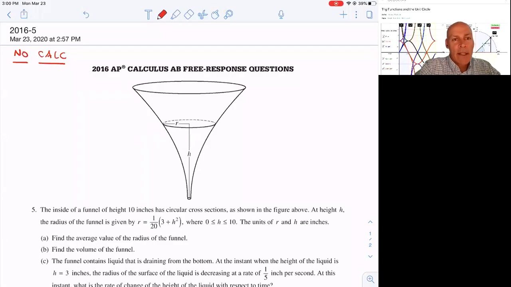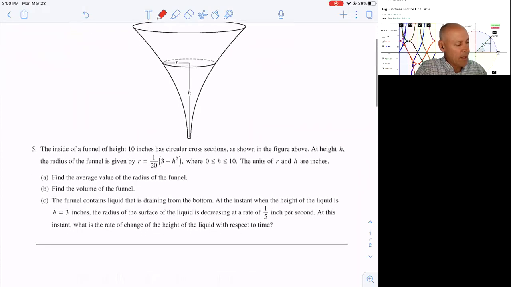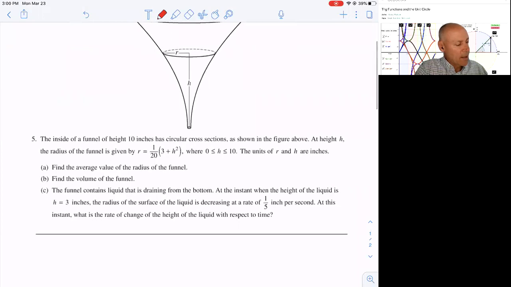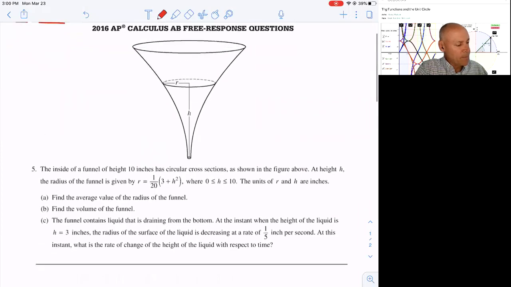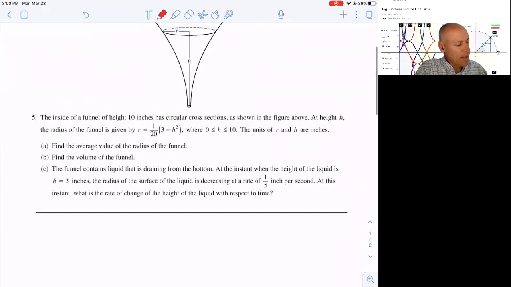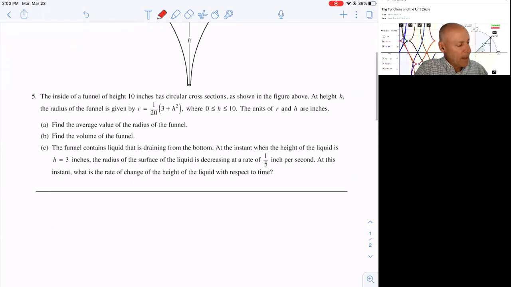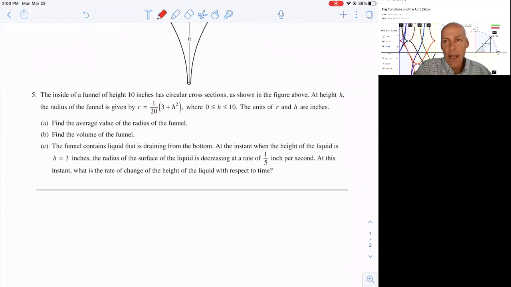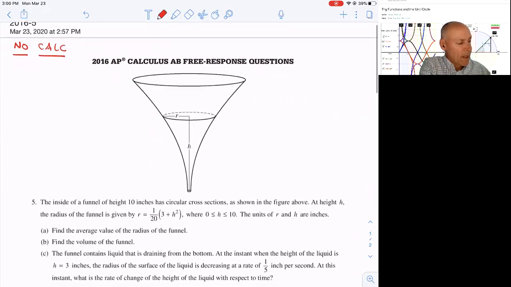Hey, we're going to take a look at 2016, number 5 on the free response. It's a no-calc problem. It has a few things going on. It's going to ask us to find the average value of a function. We're going to find the volume of a solid, and then part C is going to be a related rates type problem. So let's go ahead and dive in here and see what we got.